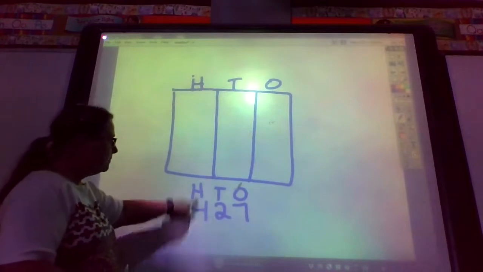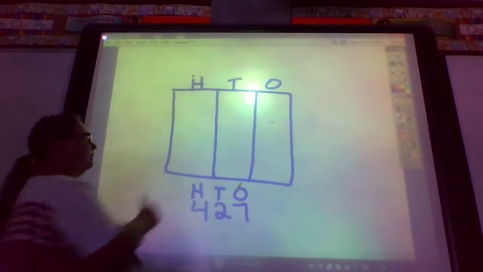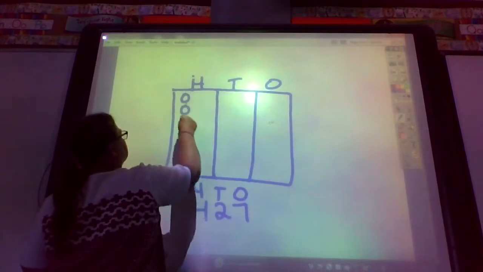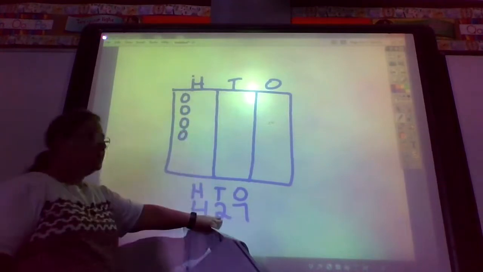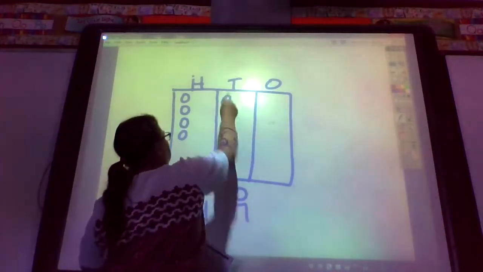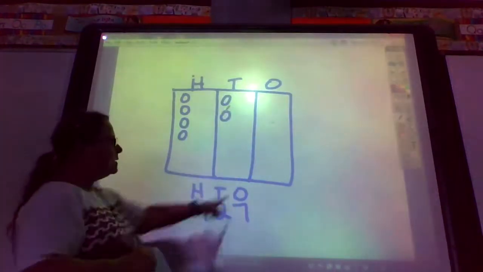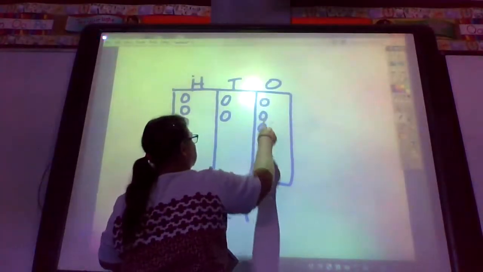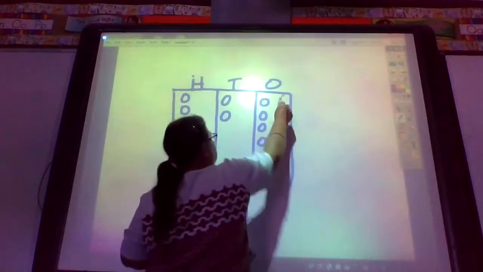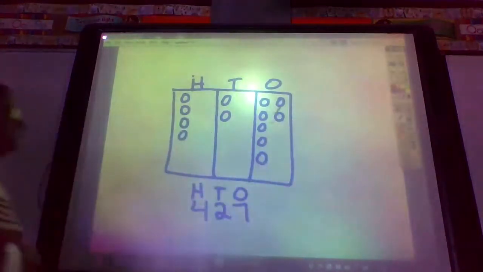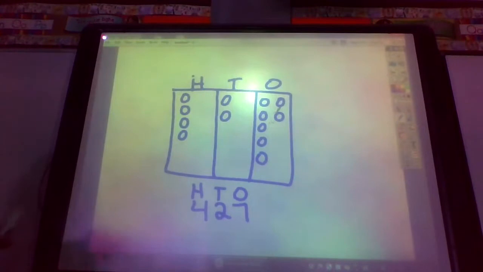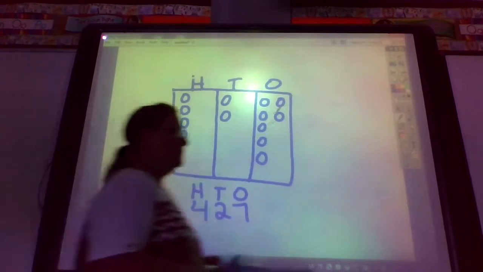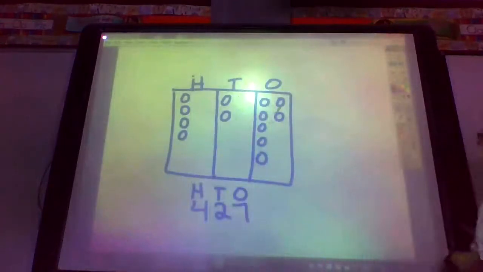So now I can look and see, how many hundreds do I have? I have 4. Draw them going down. 2, 3, 4. How many tens do I have? I have 2. 1, 2. How many ones do I have? I have 7. 1, 2, 3, 4, 5, 6, 7. Now it matches. 427. Okay? So we're going to stop with that right now.